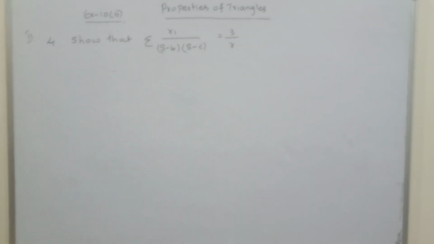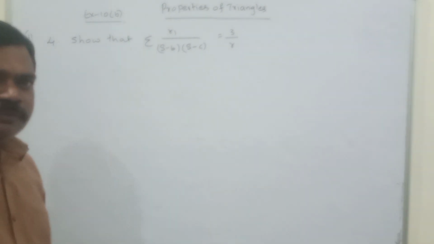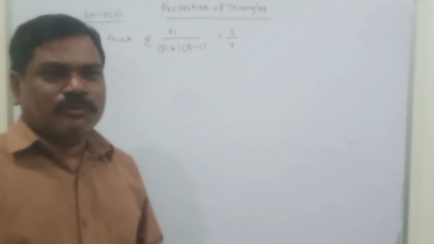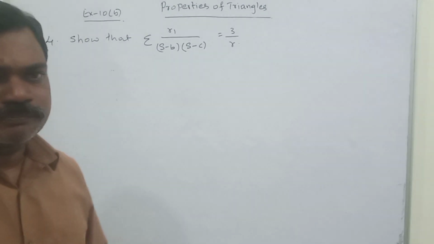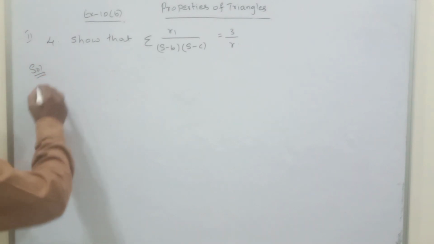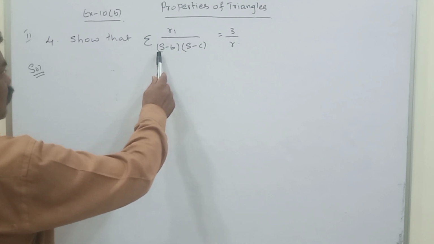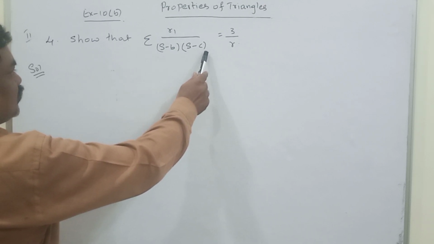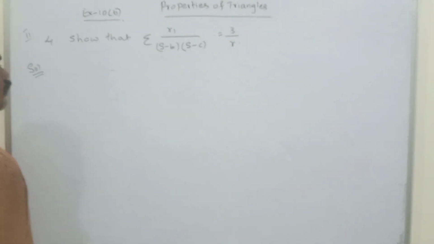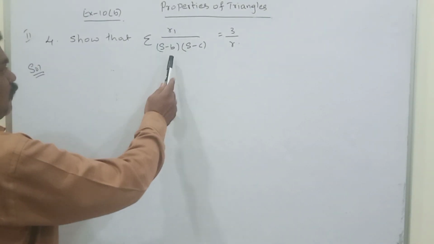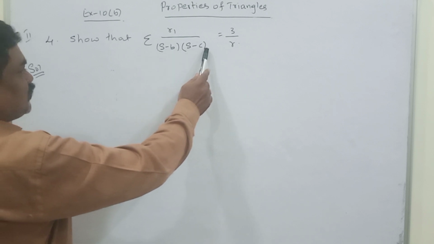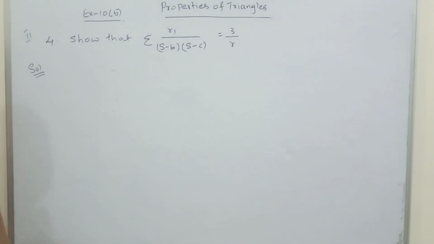Dear viewers, properties of triangles, exercise 10b, fourth problem. Up to third problem we completed. Now we go for fourth problem. What is fourth problem here? Show that sigma R1 by S minus B, S minus C is equal to 3 by R.